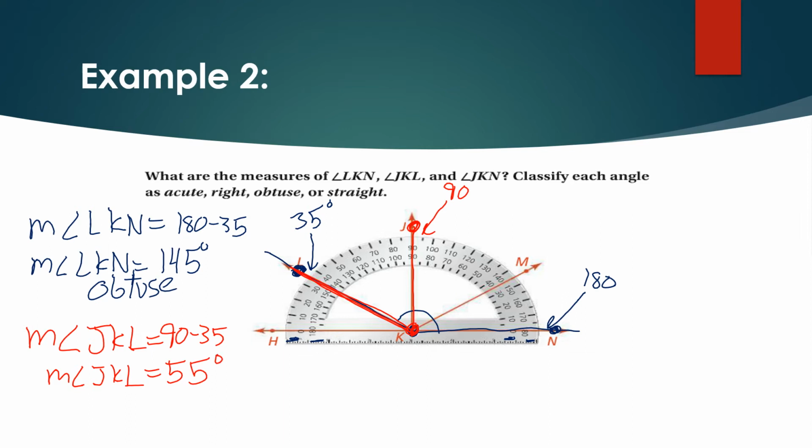So would this be acute, right, obtuse, or straight? Well, because it's between 0 and 90 degrees, we would say that this is an acute angle.